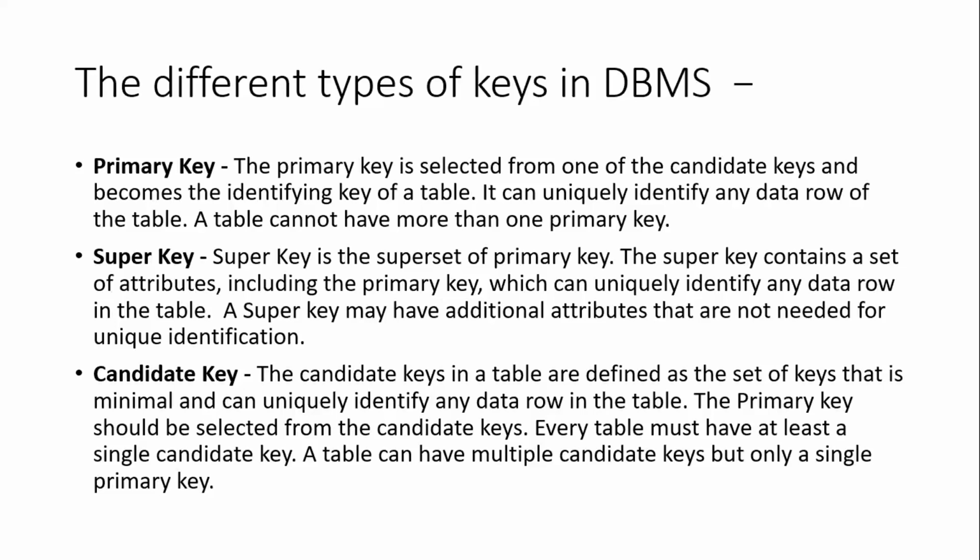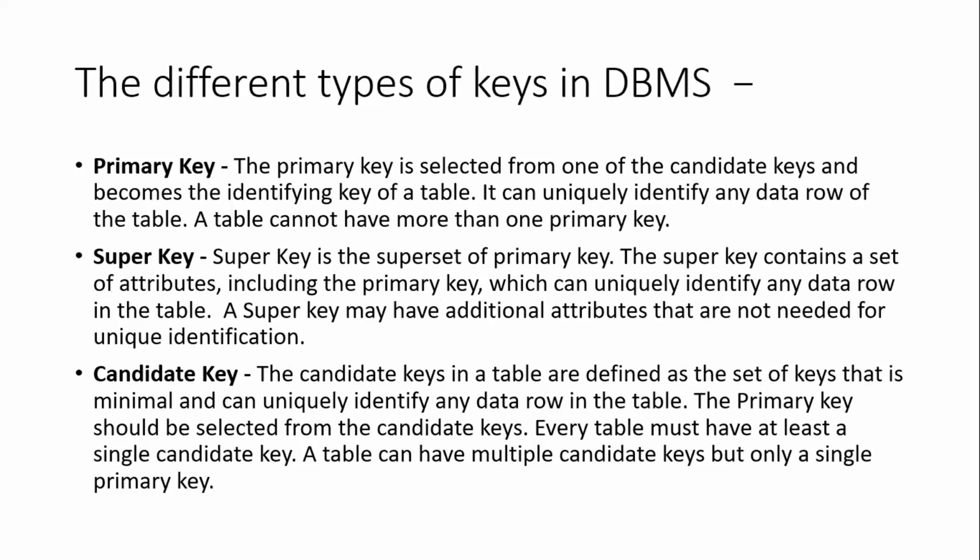Other attributes are also not needed for unique identification. Next, candidate key. The candidate keys in a table are defined as a set of keys that is minimal and can uniquely identify any data row in a table. So all the attributes in a table can be divided into different sets of candidate keys.